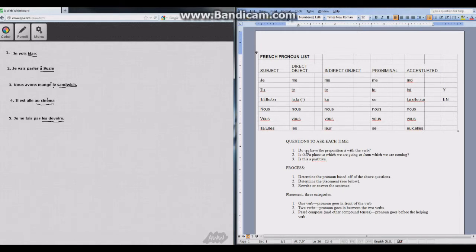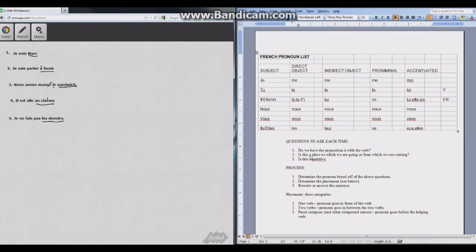So we have questions to ask each time. Do we have the preposition à with the verb here? And if we do, à has a cape that it wears, or it carries a big flag, and then it waves it around screaming, "Hey, I am indirect." Indirect. So if I were dealing with a person and I have à associated with the verb, like parler à or téléphoner à, then I'm going to be choosing the indirect object pronoun.